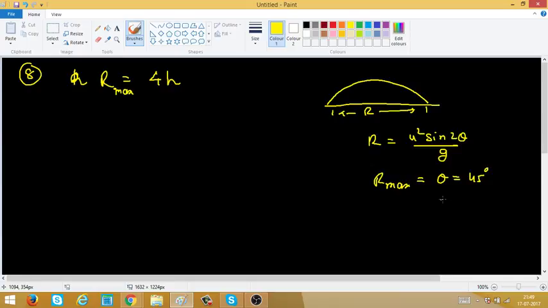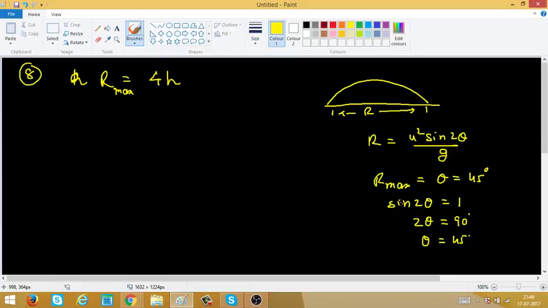We have done this in the class, but once again I want to quickly repeat this. For the range to be maximum for a given velocity, sine 2 theta has to be maximum. That means sine 2 theta has to be 1. That means 2 theta has to be 90 degrees, because sine 90 is 1, and therefore theta is 45 degrees.